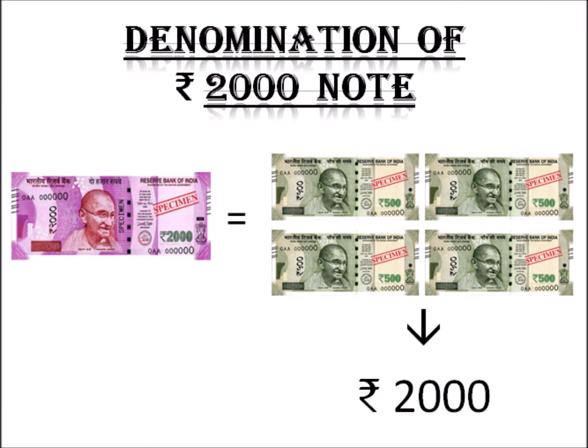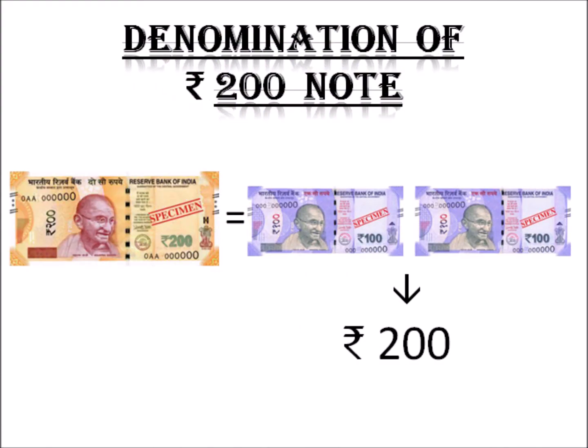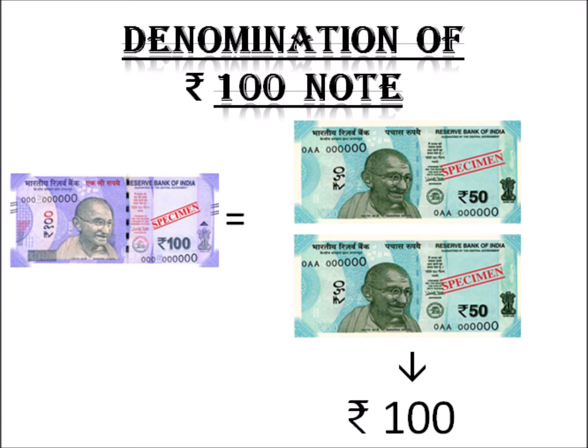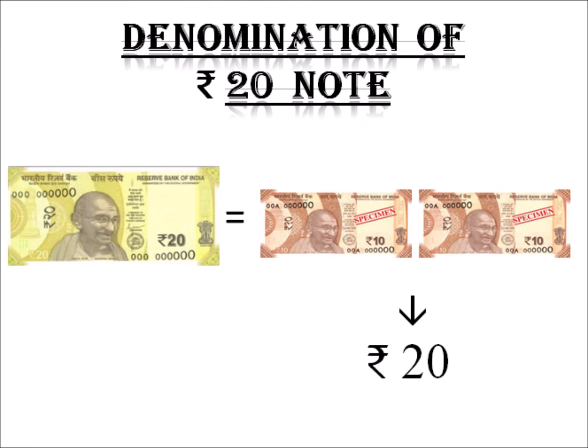Let's know about the denomination of rupees. 1 2000 rupee note equals 4 500 rupee notes. 1 500 rupee note equals 5 100 rupee notes. 1 200 rupee note equals 2 100 rupee notes. 1 100 rupee note equals 2 50 rupee notes. 1 50 rupee note equals 5 10 rupee notes. 1 20 rupee note equals 2 10 rupee notes.